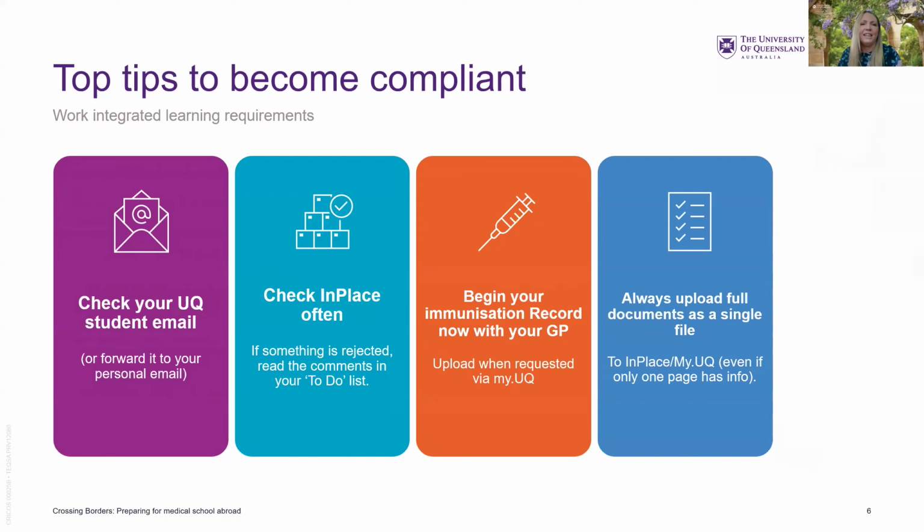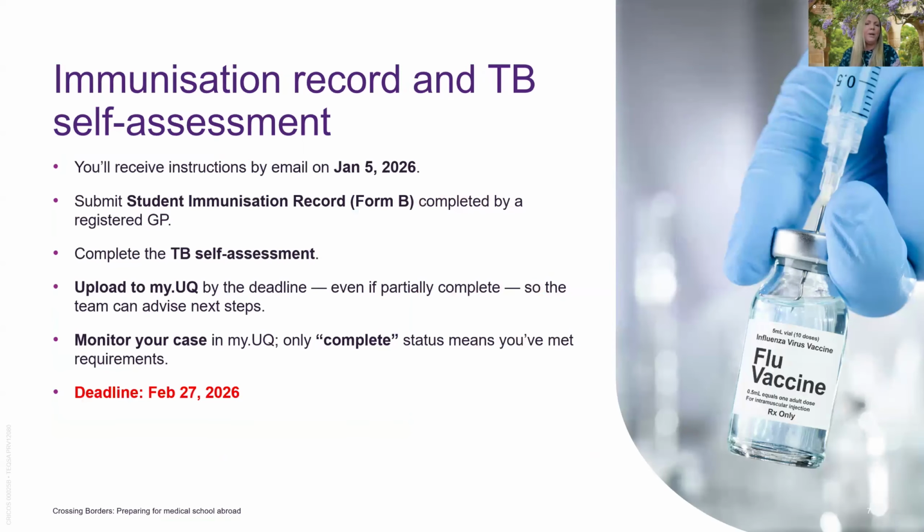Next slide, please. So here we can discuss in more depth information about immunisation. So basically, there's two forms that every student must complete. The first is the Student Immunisation Record Form, also known as Form B, and this lists all the required vaccinations. Your vaccination date should be added to the form by a medical practitioner who should also complete and sign this form. And again, you can find the form and the vaccination details on our website. The second form that needs to be completed is the tuberculosis or TB self-assessment form, which you can complete yourself.